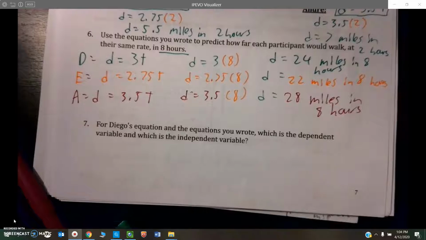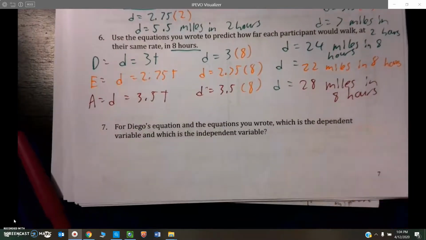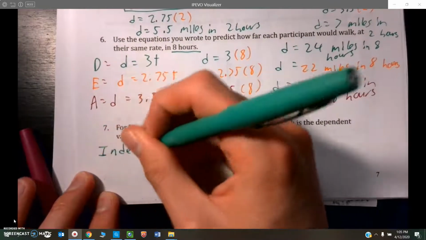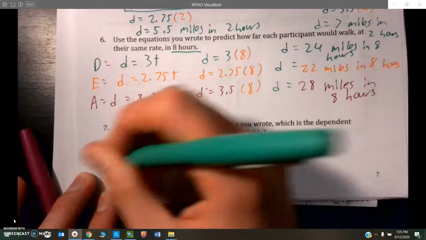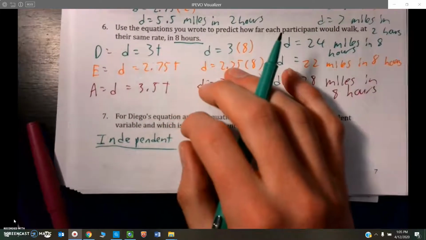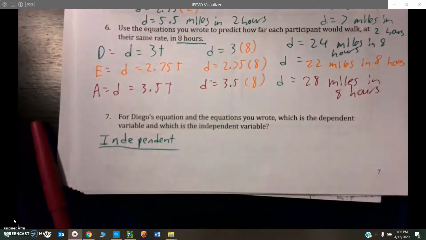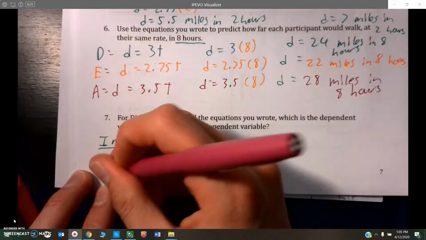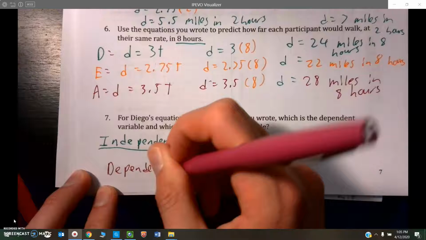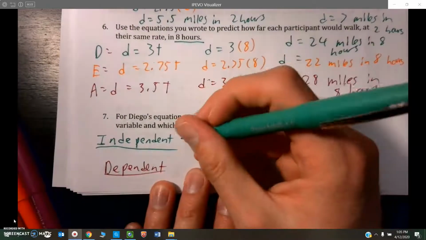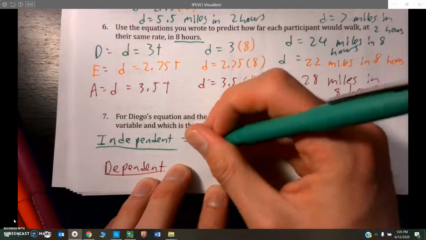Alright, and real quick, the question at the bottom of this page is super important. For Diego's equation and the equations you wrote, which is the dependent variable and which is the independent variable? So once again, independent means that it stands alone. It can be by itself. Nothing changes it. Dependent means that it does get changed. It needs something else to find what it is. So, in this case, the independent variable is the time.